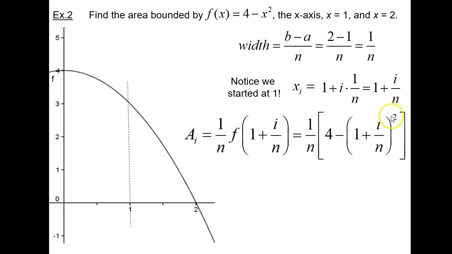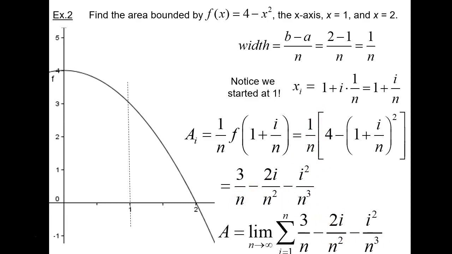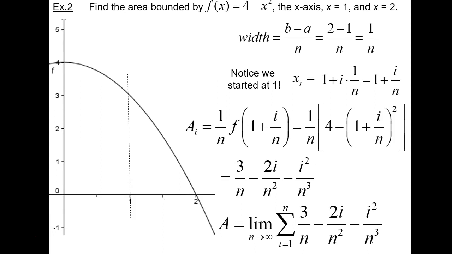But what we would do is FOIL this expression out and combine like terms, and then distribute the 1 over n. That gives me this expression. We're going to put that into our summation. Whoops, let me go back. Don't take the time and do the algebra. Just trust me on the algebra for right now. I want you to focus on the steps. That's the main thing right now. Do you see what I did?